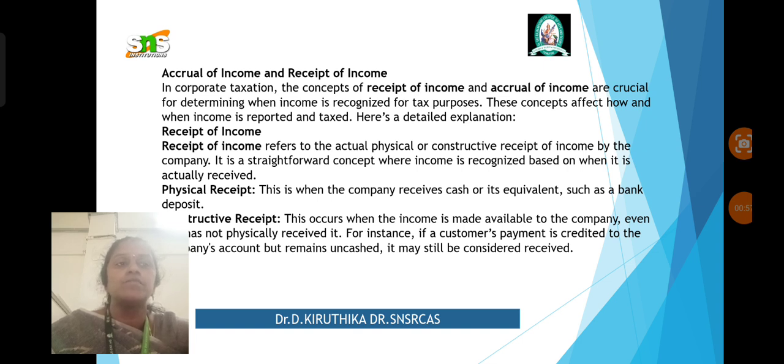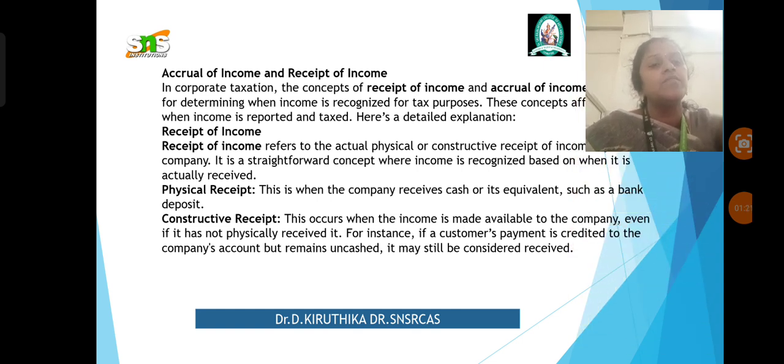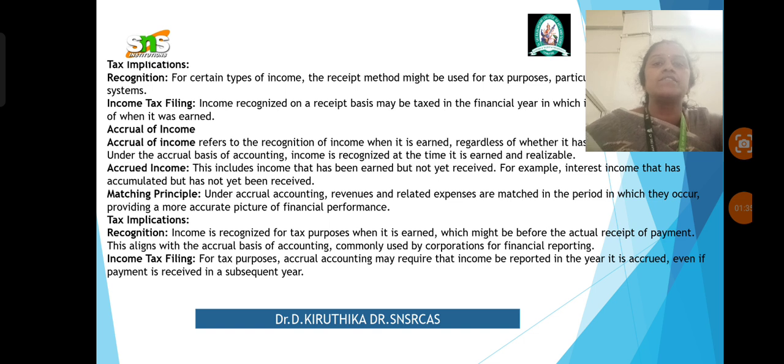Receipt of income is categorized into two types: physical receipt and constructive receipt. Receipt of income refers to the actual physical or constructive receipt of the income. Physical receipt is when the company receives cash or its equivalent, such as a bank deposit. Constructive receipt occurs when the income is available to the company even if it has not physically received it. For example, if the customer's payment is credited to the company's account but remains uncashed, it may still be considered received.